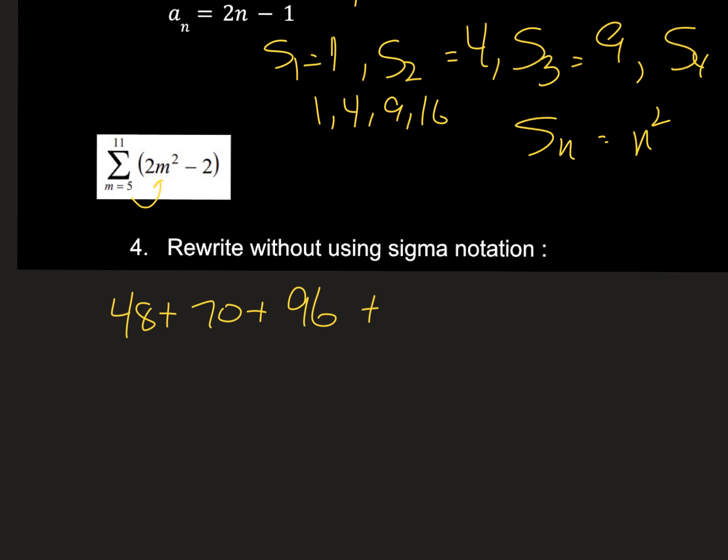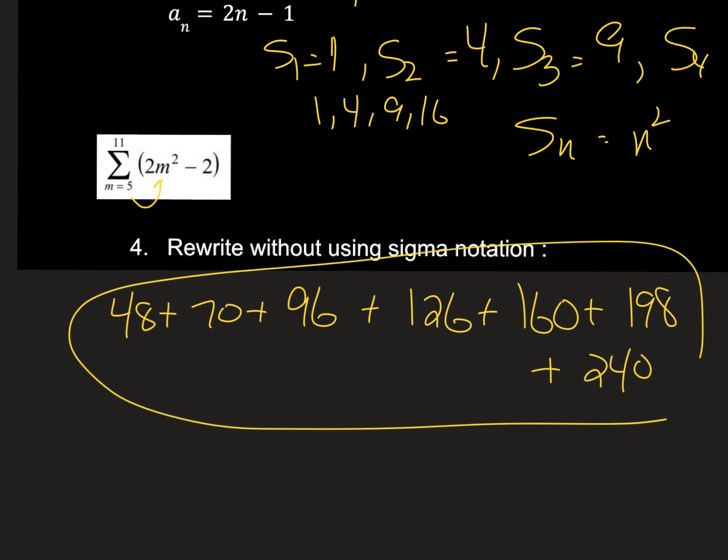That's 5, 6, 7. So plug in 8. 8 squared is 64 times 2 is 128. Minus 2 is 126. I'm just talking this stuff through. Plug in 9. 9 squared is 81 times 2 is 162. Minus 2 is 160. Plug in 10. 10 squared is 100 times 2 is 200. Minus 2 is 198. And one more. 11. 11 squared is 121 times 2 would be 242. Minus 2, which is 240. All right, that's what they mean by rewrite without sigma, right? You don't have to add them all up, because it didn't say find the value. It said rewrite.